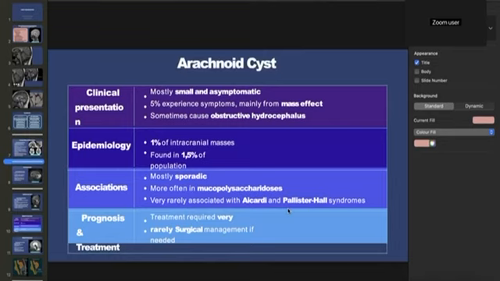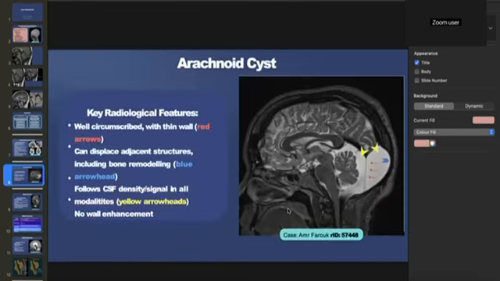Next comes the arachnoid cyst. Small ones are asymptomatic, can cause mass effect. Sometimes can cause obstructive hydrocephalus. It's mostly sporadic, often associated with mucopolysaccharidosis. Treatment is surgical management if needed. This is an image of arachnoid cyst, well circumscribed with thin walls, as shown in red arrows. Can displace adjacent structures and cause bone remodeling.